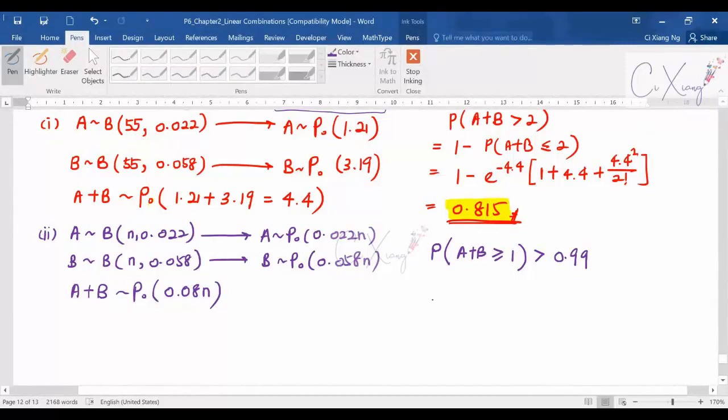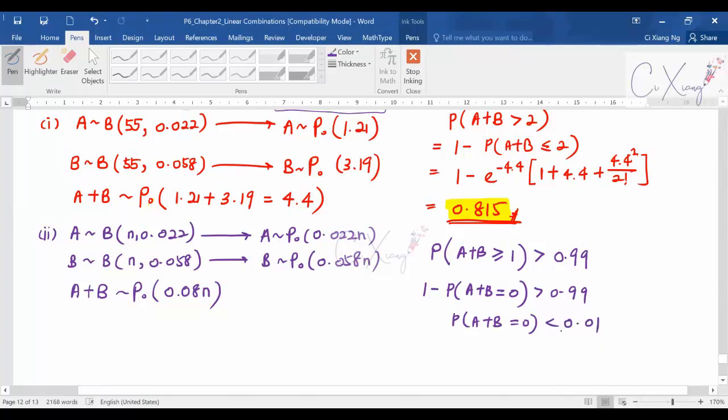So it's very hard for us to calculate it. The easier way is to take 1 minus the probability of A plus B equals 0, because more than or equal to 1 means from 1 until infinity. So why not just take 1 minus the probability of 0? Greater than 0.99. If you rephrase it, you have A plus B equals 0, which is smaller than 0.01.